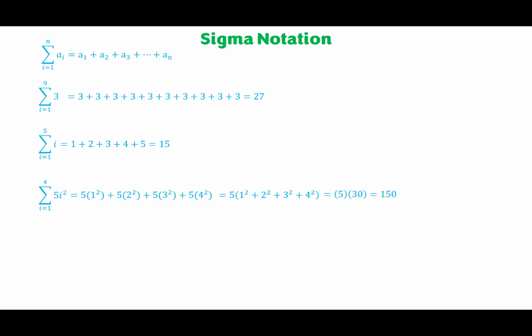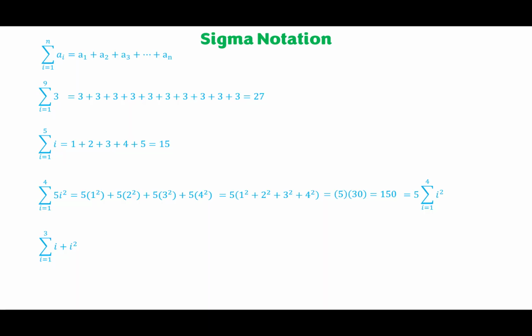But notice I could rewrite that sum as this. It'd be 5 times the summation of i squared from i equal 1 to 4. Right? Because I'm able to factor that 5 out. It's common to every term. So I can just multiply the whole sum by 5. That's a property of sums.